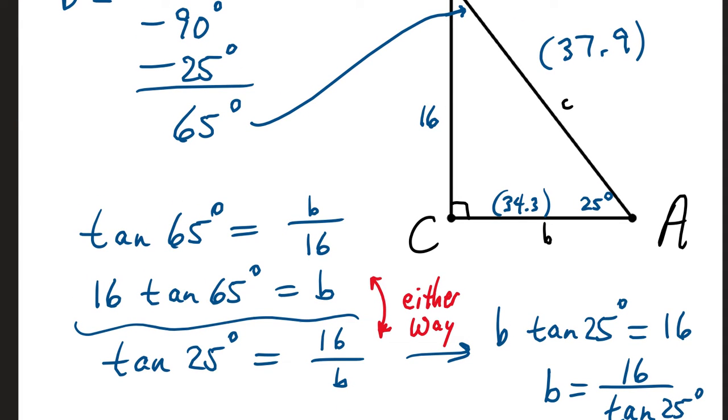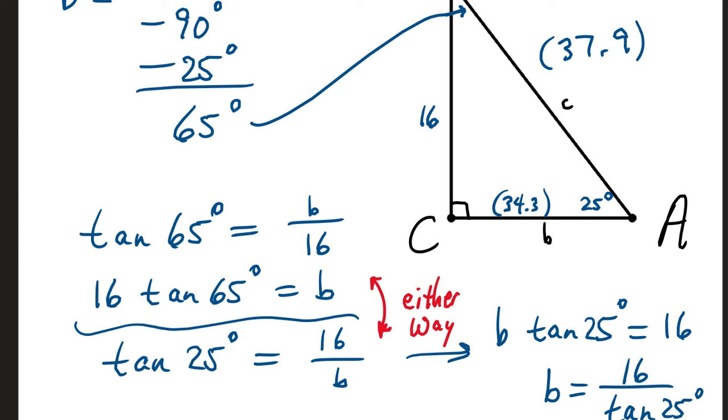Okay, so in class, you guys decided to work with the 65 degree angle, and you wanted to find side B first. 16 is a side we know, it was given. From 65 degrees, B is opposite, 16 is adjacent, so we can set up tangent of 65 degrees is equal to B over 16. Multiply both sides by 16, and you get side B: 16 times tangent of 65 degrees.